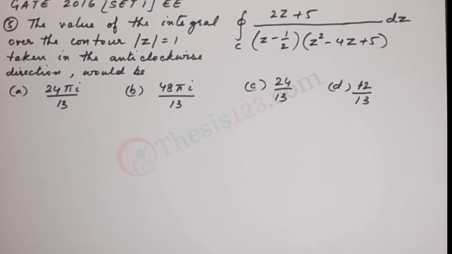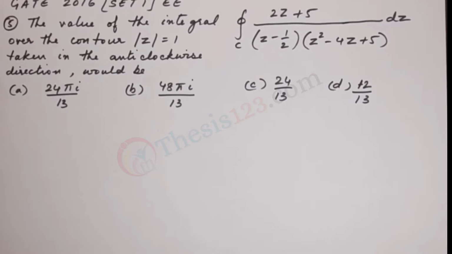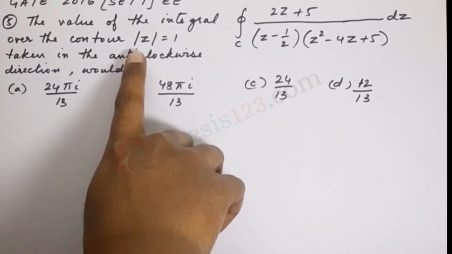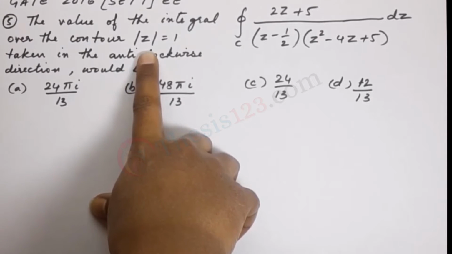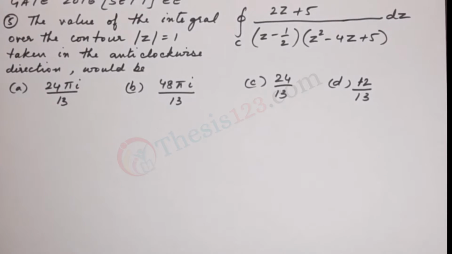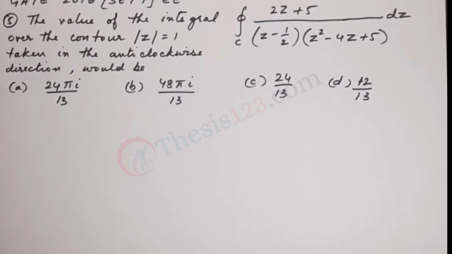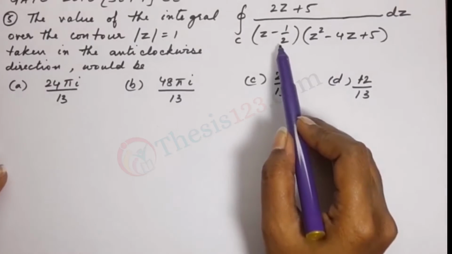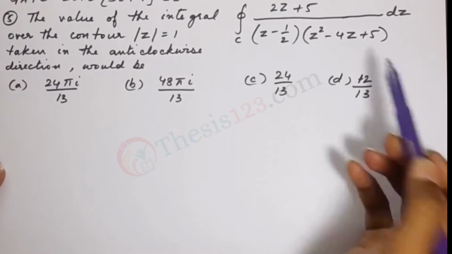So there are three things that we need to note exactly in the question. The first is that this is the closed integral. The contour is the closed curve mod z is equal to 1. And it has been taken in the anti-clockwise direction. So we begin by finding the value of the integral by working on the singular points. The singular points can be found by equating the denominator to 0.